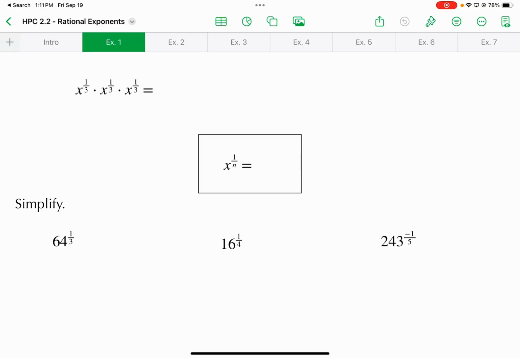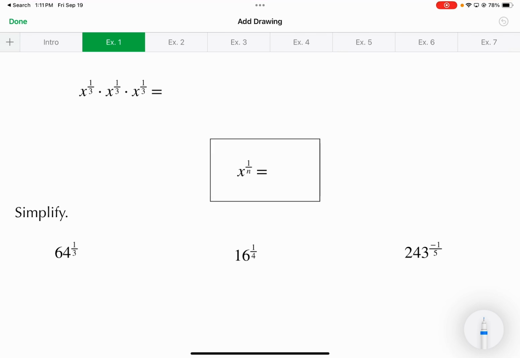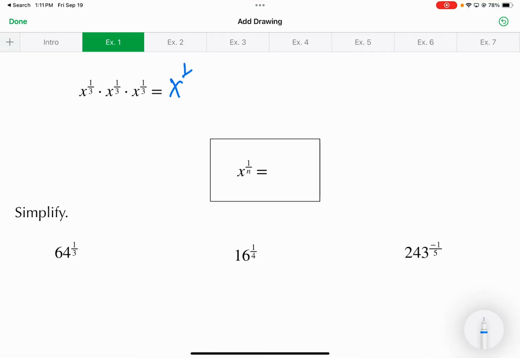If I do x to the 1/3 times x to the 1/3 times x to the 1/3, what's another way I can write that? It's the same as x to the 1/3 to what power? But we would add those exponents, right? And what is 1/3 plus 1/3 plus 1/3? 1. So it's the same as x to the first, right? So because of that, we can say that x to the power of 1 over n is the same as the nth root of x.